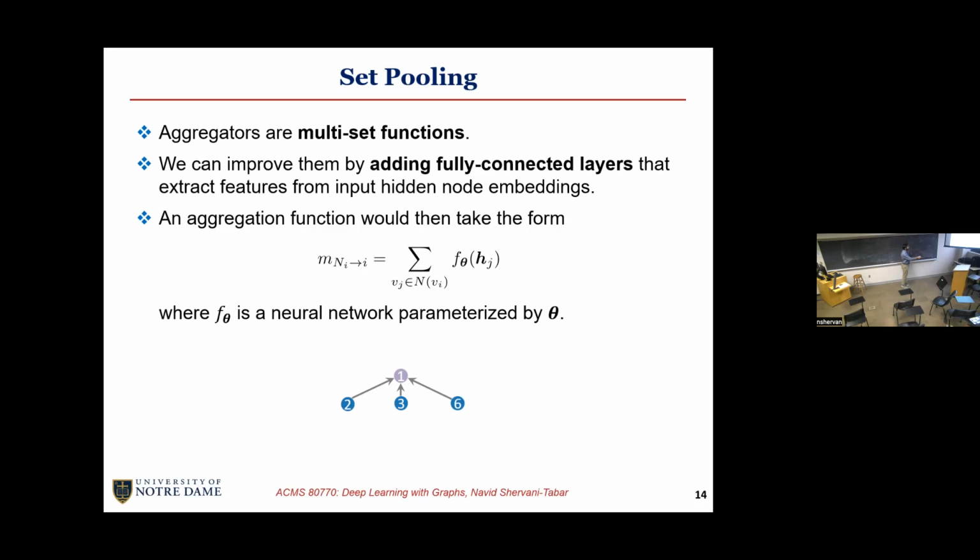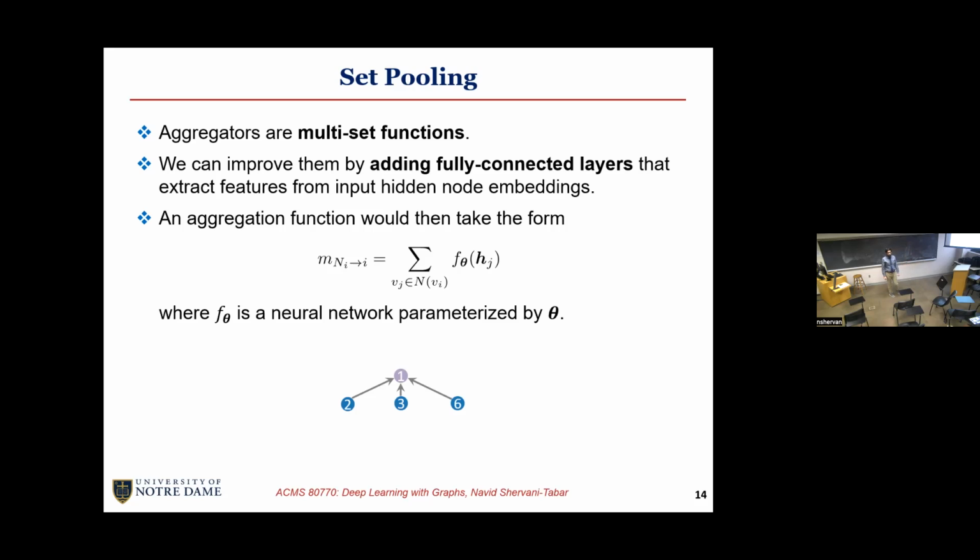I can apply on each of these embeddings a neural network, just a fully connected neural network, that extracts features from the embeddings before I propagate them to a neural message passing layer. So then I will have my formulation as the sum over f theta of h_g, where h_g is the embedding corresponding to neighboring nodes, and f theta is now a neural network, which is parameterized with some parameter theta.